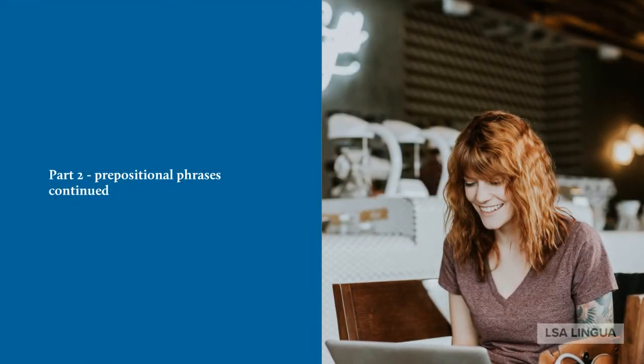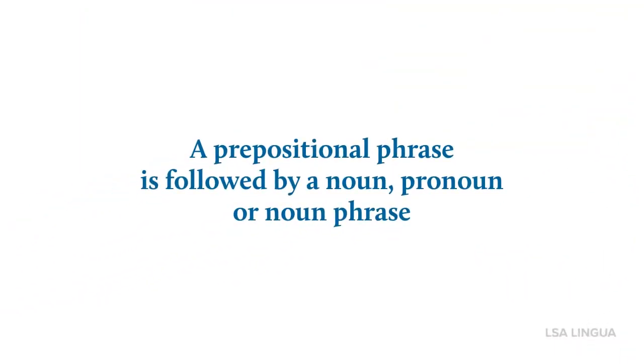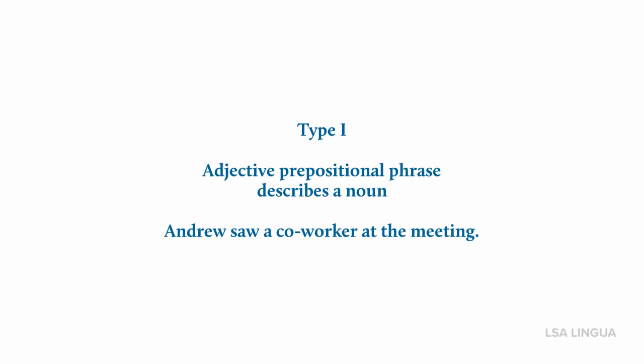Part 2. Prepositional phrases continued. Again, prepositional phrases are followed by a noun, pronoun, or noun phrase that together act as an adjective or an adverb in a sentence. Type 1. Adjective prepositional phrase. Adjective prepositional phrases describe a noun. For example, Andrew saw a coworker at the meeting.